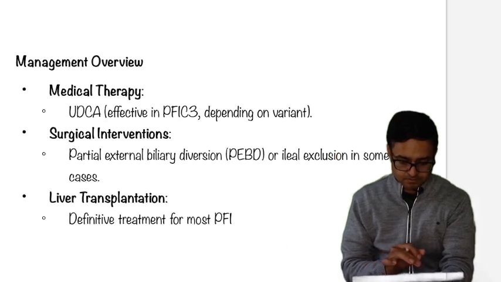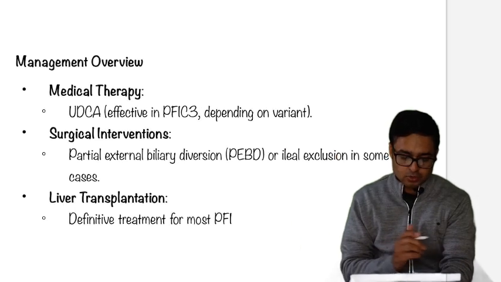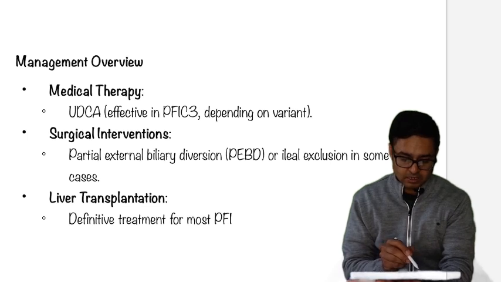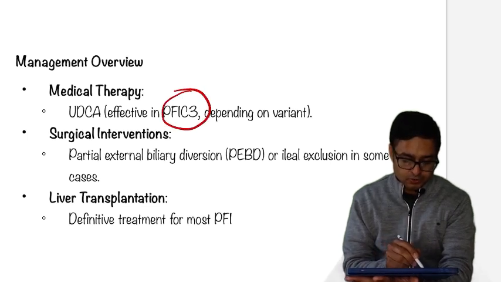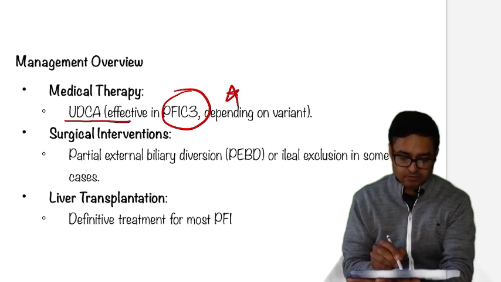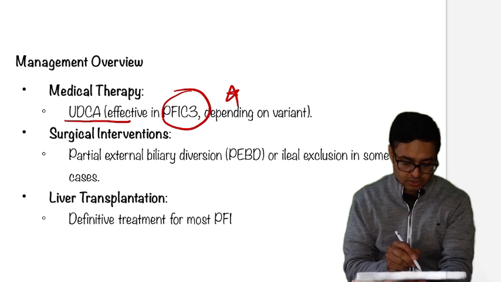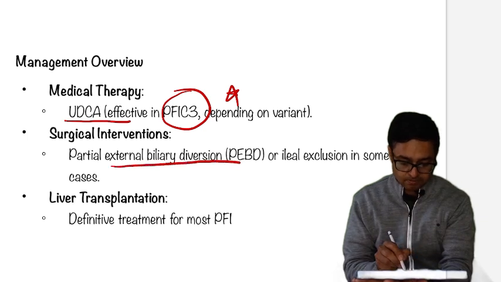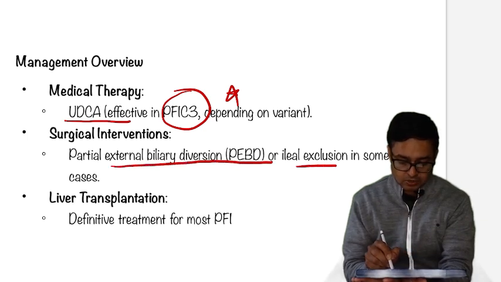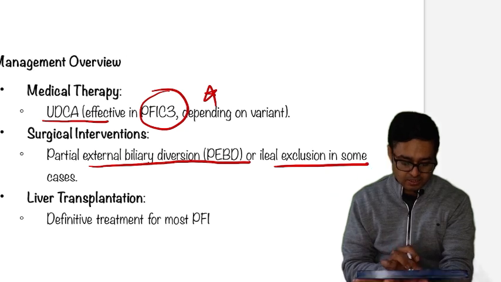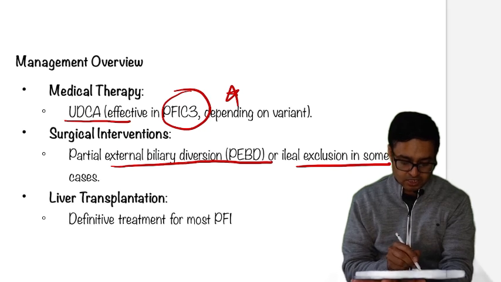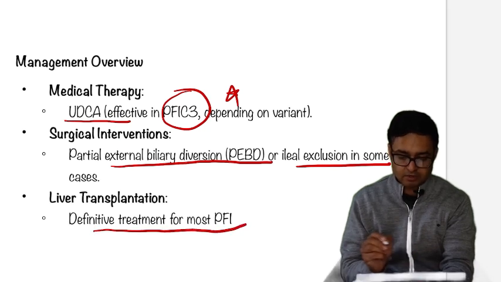Okay, next, management overview. As we saw, in PFIC3, UDCA is effective. This is an important thing. Surgical intervention: partial external biliary diversion, PEBD, or ileal exclusion in some cases, and liver transplantation is the definitive treatment for most PFIC.